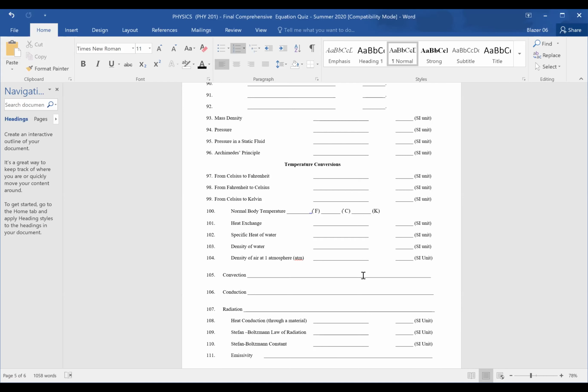Now, of course, we know we can transfer it through a solid, a liquid, or a gas. So conduction then is the heat that's transferred directly through a material, and this material can be a liquid, a solid, or a gas.